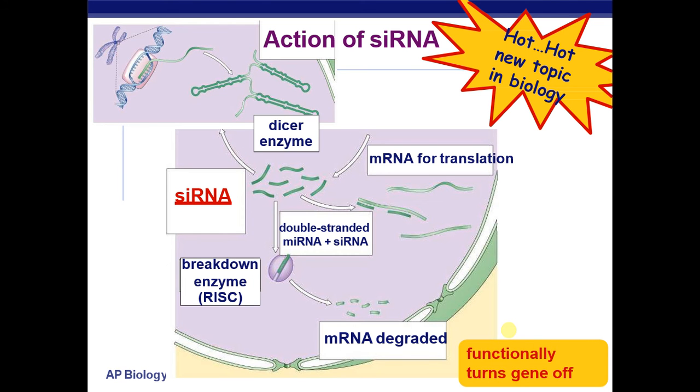So here is another picture, just to go through how siRNAs are working. So here is an siRNA that is binding with an mRNA before its translation. The siRNA then recruits the body's own defense system, this enzyme called dicer, that chops up the mRNA and degrades it, and so the gene is functionally turned off.